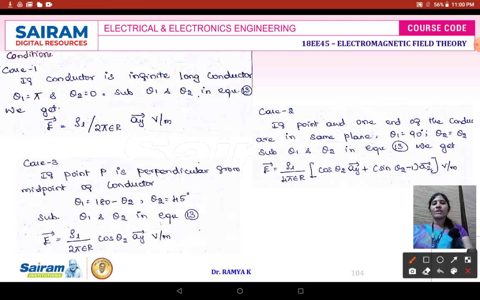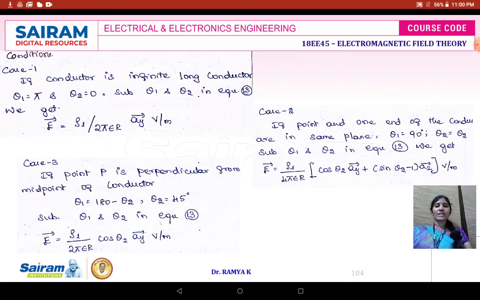So for the first one, if the conductor is of infinite length, the theta 1 value and theta 2 value are going to be substituted as pi and 0. At that moment, the electric field intensity is going to be rho L divided by 2 pi epsilon r, ay vector. The second case is if the point and one end of the conductor are on the same plane.